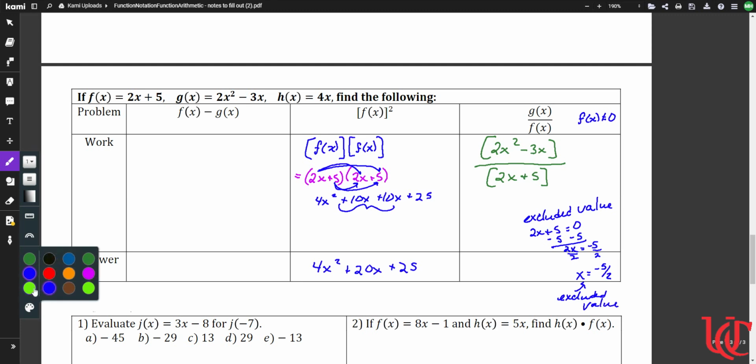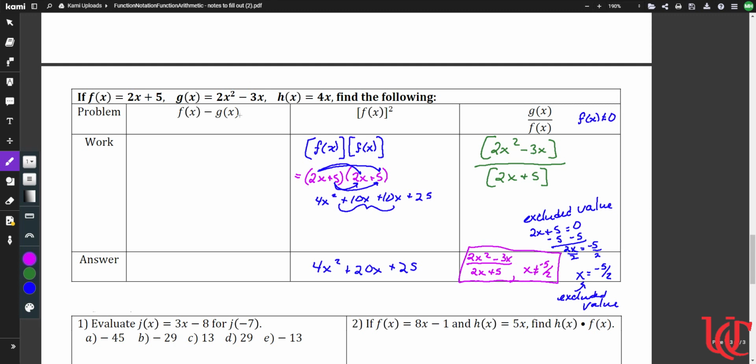But in all, my answer is I can't simplify this at all. I don't have anything that divides nicely into all of those terms. So my actual answer is just going to be 2x squared minus 3x over 2x plus 5. And I just say x not equal to negative 5 halves. That would be my formal answer. A lot of times they're just going to have you simplify it.